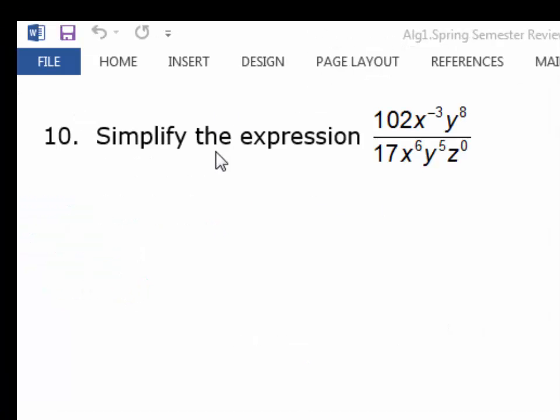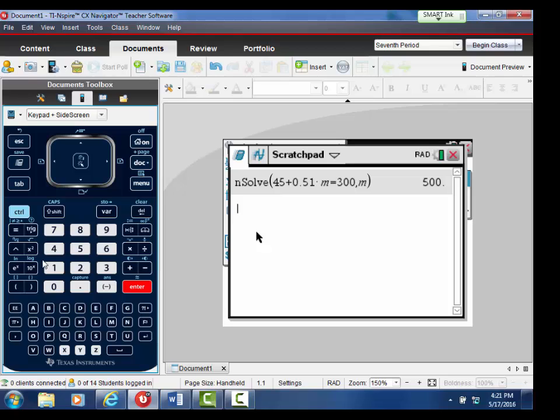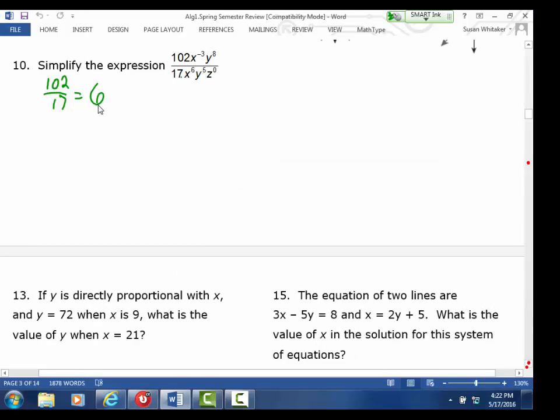Alrighty, so simplify the expression 102 x to the negative 3 y to the 8th divided by 17 x to the 6th y to the 5th z to the 0. Alright, so since we're dividing, we're going to divide 102 by 17, and let's see, what is that going to be equal to? 102 divided by 17, and we get 6. So that's equal to 6.